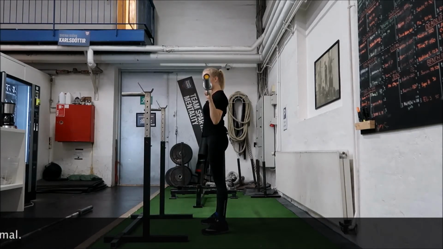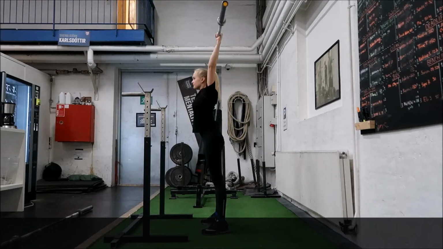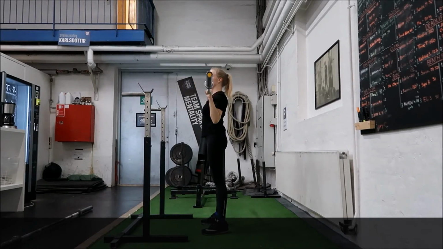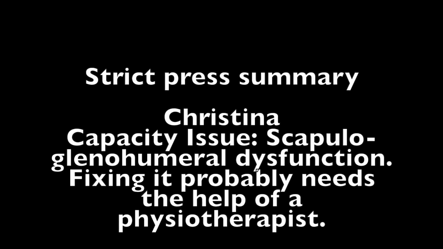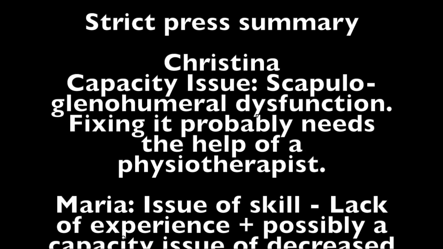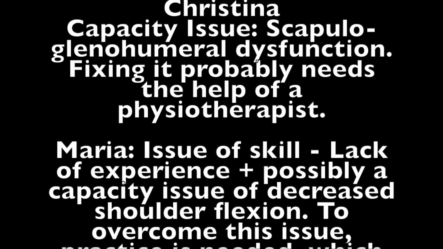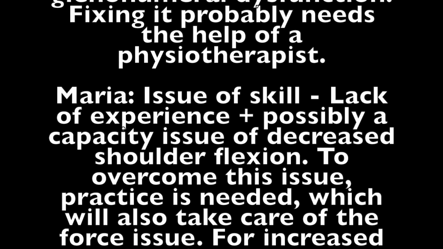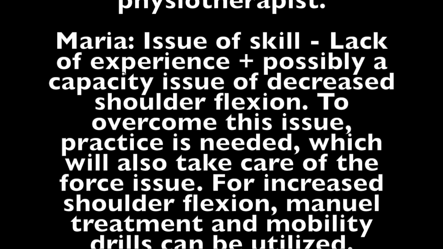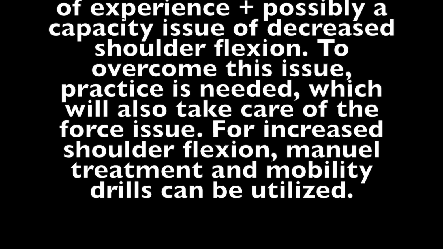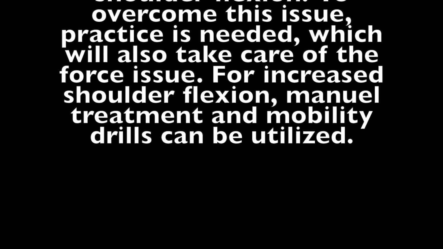In summary, we found that Christina most likely had a capacity issue in the scapulohumeral complex, which caused her to abduct a tad too early and show asymmetries in the front view. Skill issues, however, cannot be ruled out. In Maria, we proved through cueing that there was a skill issue present. However, most likely she also presents with a capacity issue of decreased shoulder flexion, and if the skill requires a 20 kg bar, decreased force production.